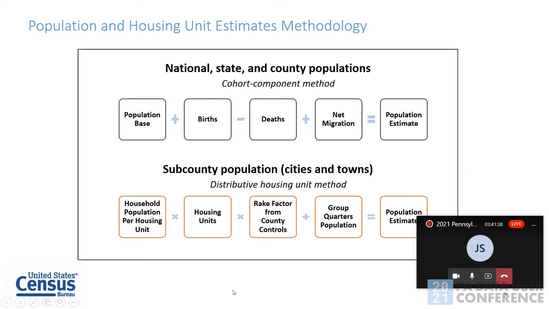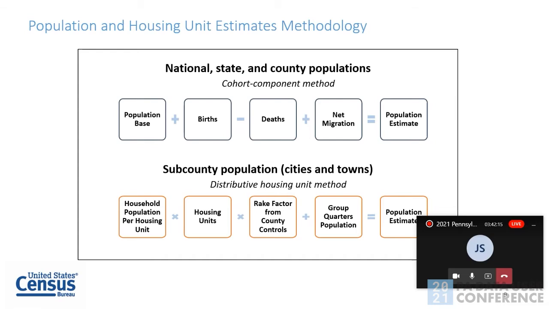I would be remiss if I didn't share with you that the estimates have a very robust methodology, and methodologies that have been in place for some time and improved over the years. The estimates methods that we use vary by geography. For the nation and the state and county populations, we use what we call a cohort component method.